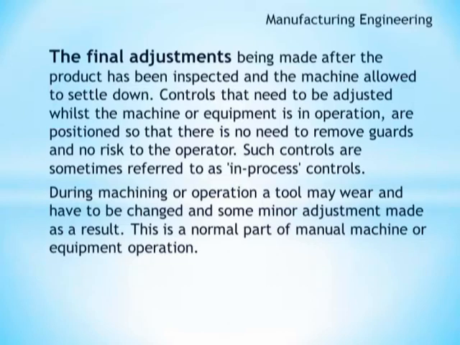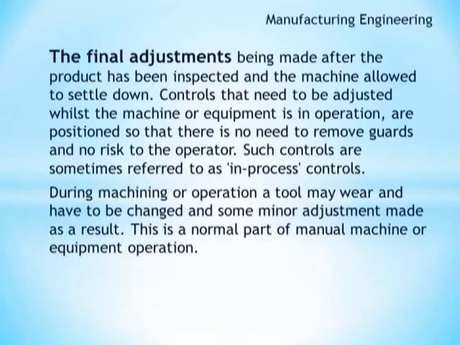Controls that need to be adjusted whilst the machine or equipment is in operation are positioned so that there is no need to remove guards and no risk to the operator. Such controls are sometimes referred to as in-process controls.